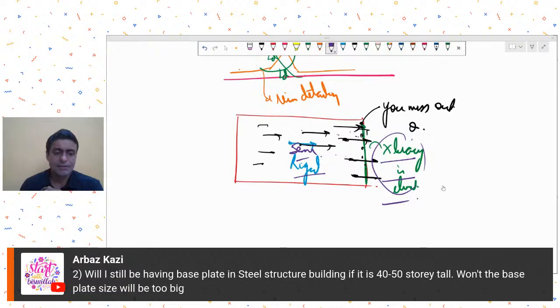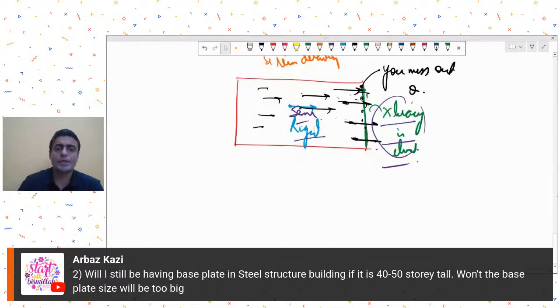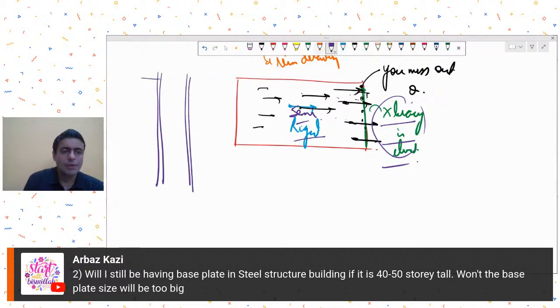Mr. Arbaz Kazi is asking, will I still have a base plate in a steel structure building if it is 40, 50 stories tall? Won't the base plate size be too big? Yes, it will be big. But if you have a steel building, you have to terminate it at some location on some RCC element, right? So if you have a steel column in elevation, whether it is a 40-story column or a 50-story column, finally you have to terminate it on some RCC element.